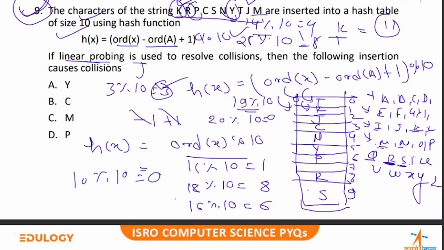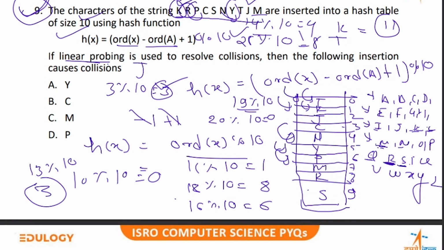M: K is 11, L is 12, M is 13, and 13 modulo 10 is 3. It will come at position 3, which is already occupied. Now what will we do? Increase by 1. So here M will come. This is your entire hash table.